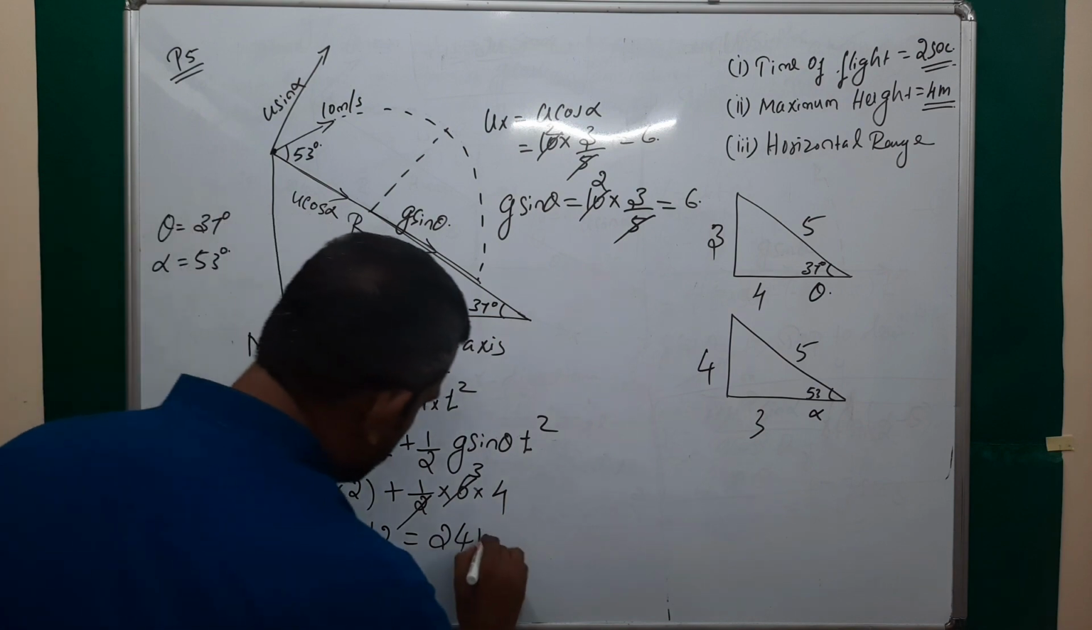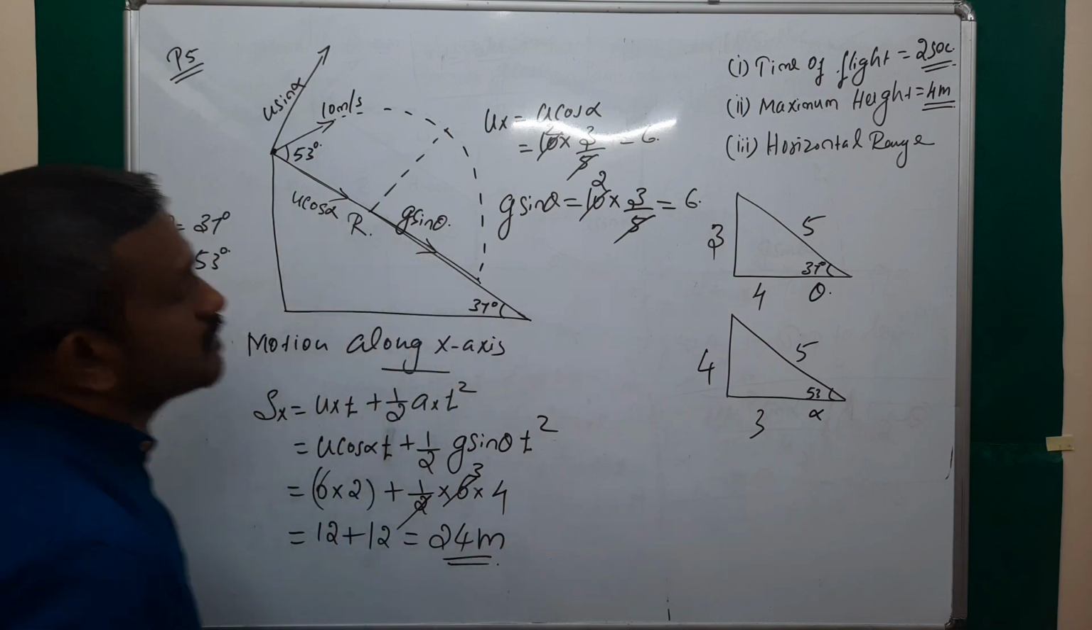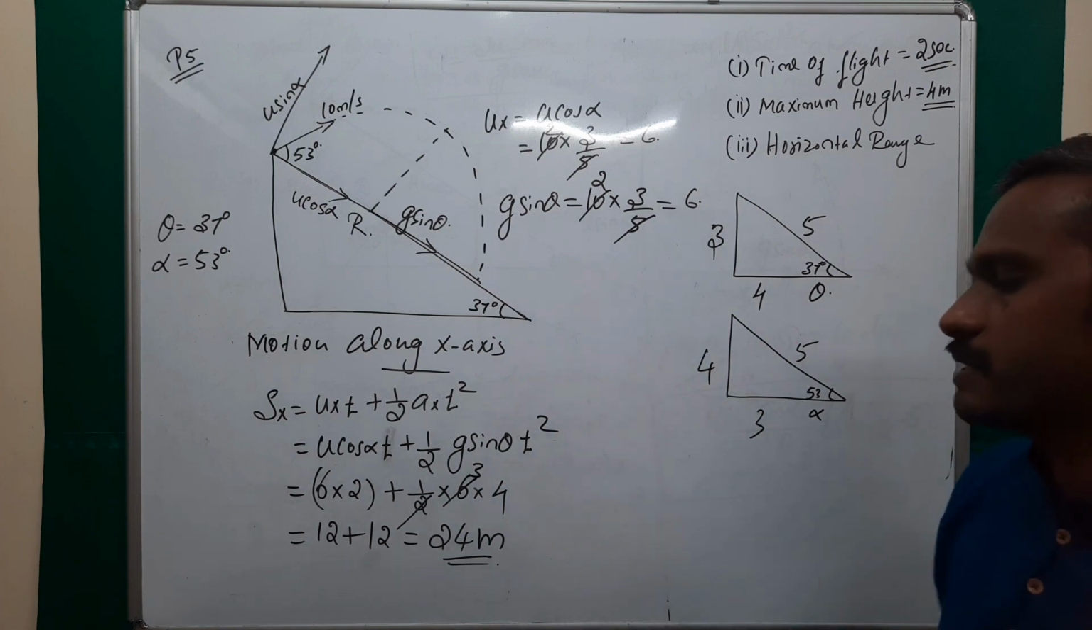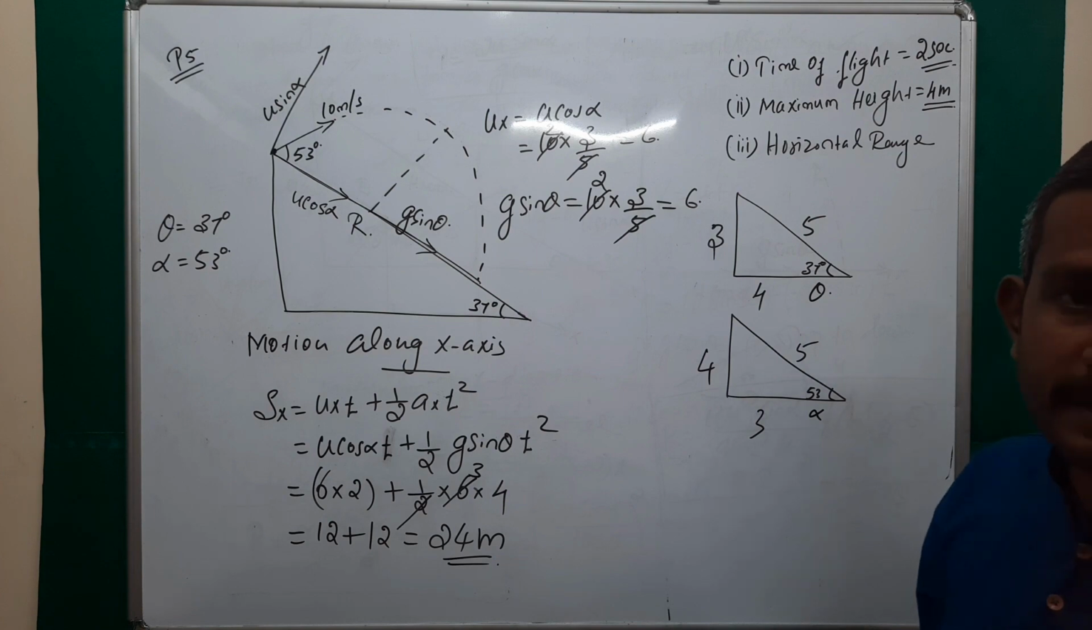24 meter is the horizontal range. That is equal to 12 plus 12, that's equal to 24 meter. Clear?